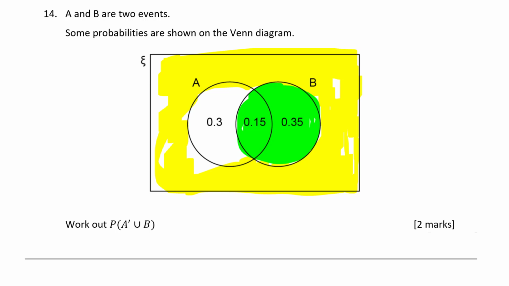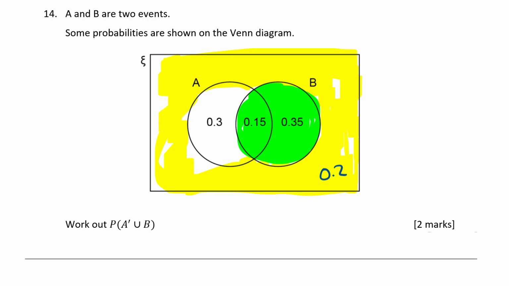So 0.3 plus 0.15 plus 0.35, you'll see only adds up to, what's it add up to? 0.8. So I've got 0.2, which is missing. So there should be a 0.2 floating around outside here somewhere. So the probability of it being neither is 0.2.